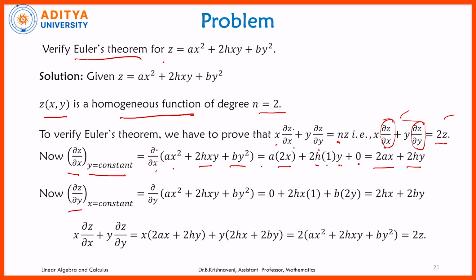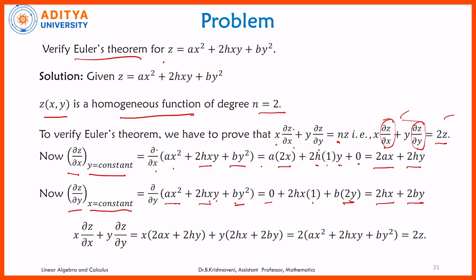Next, find ∂z/∂y. In that, x is constant, so that is ∂/∂y of ax² plus 2hxy plus by². Now, x is constant, so ax² is constant, derivative 0, 2hx and the derivative of y is 1, plus b into y², whose derivative is 2y, which is equal to 2hx plus 2by.